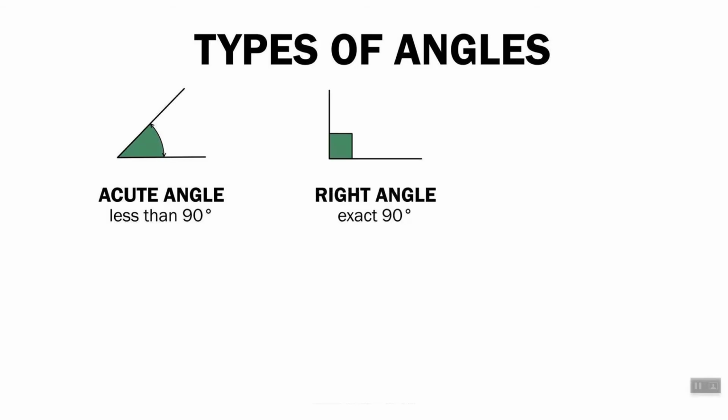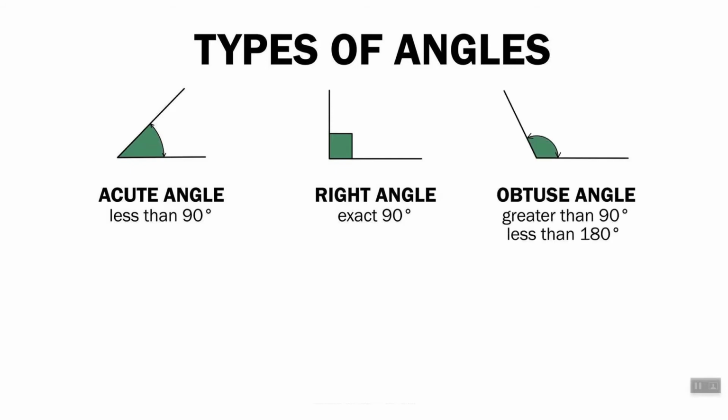So what are the types of angles we have? So an acute angle is less than 90 degrees. So all angles which measure less than 90 degrees are called acute angles. Okay, for example, 30 degrees is an acute angle. 45 degrees is an acute angle. 89 degrees is an acute angle. Okay, then an angle making 90 degrees is called a right angle.